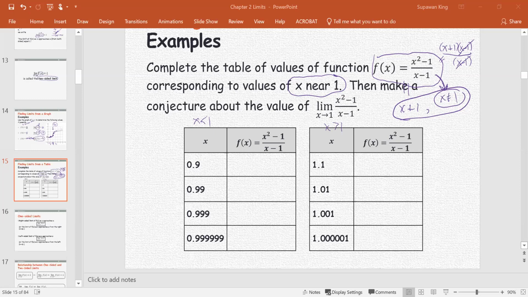On the left side of the table, x is any number less than 1, so they are not equal to 1. And the same for the right table, x is not equal to 1, but slightly greater than 1 or slightly less than 1. So instead of plugging the values in, which is so much work, we just use the simplified expression that we just got. Instead of plugging in x squared minus 1 divided by x minus 1, we just use x plus 1 as the function value to complete the table. Isn't it nice?